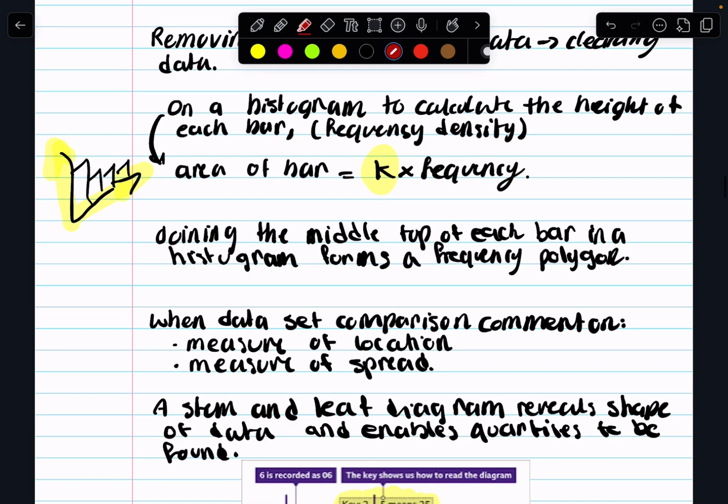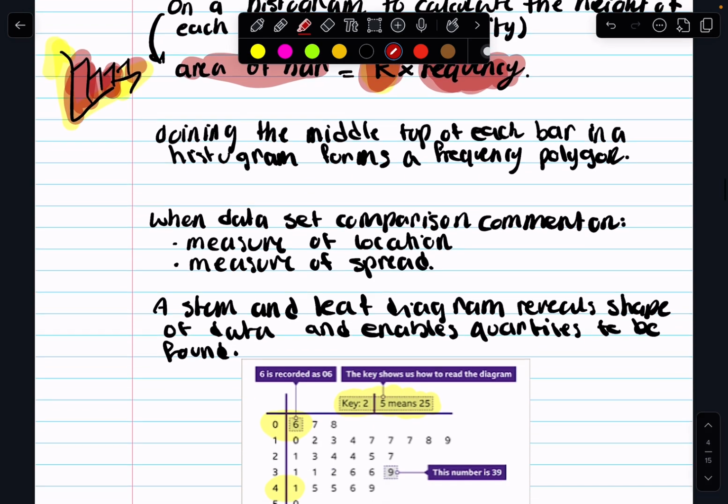On a histogram, what is a histogram? Histograms are like things like this. You have areas, you have class width, you have their frequencies, and you draw them like in cubes on a graph, okay? So to calculate the height of each bar, or like their frequency density, you should know that the area of the bar is a constant times the frequency. You're usually asked to find this constant. How you do that is you compare your areas with your frequency to get the constant, and then you draw another bar on the histogram.